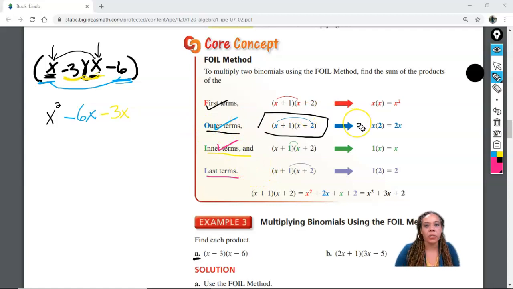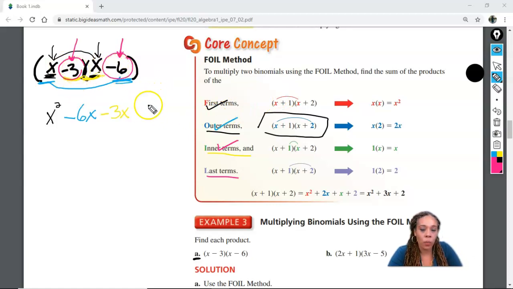So the last terms are the opposite of the first terms. So the first ones were the first in each group, or in each binomial, and now we're looking at the last in each binomial. So the last one in the first binomial is -3, and the last one in the second binomial is -6. So that's a -3 times a -6. Remember, a negative times a negative is always going to give you a positive product or answer. So that would be +18.